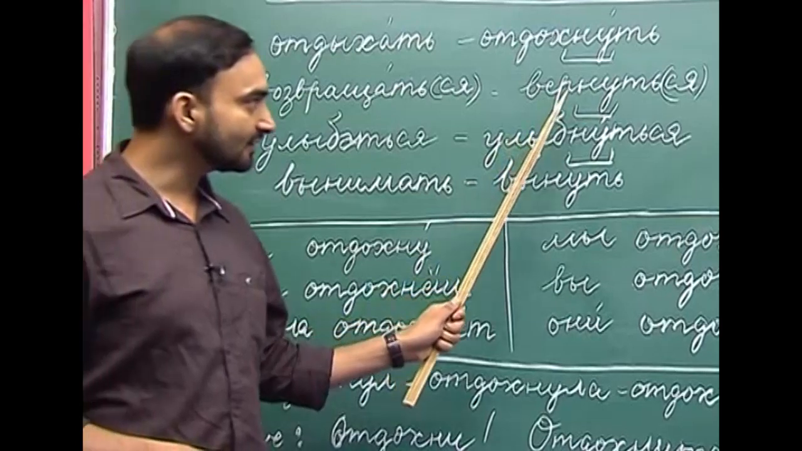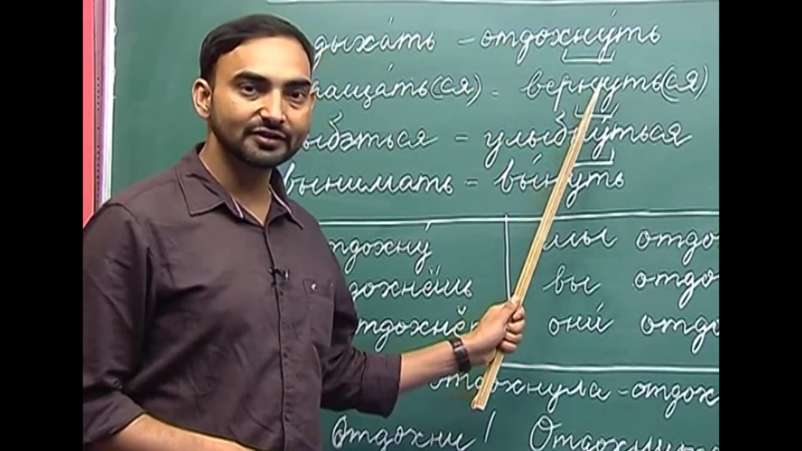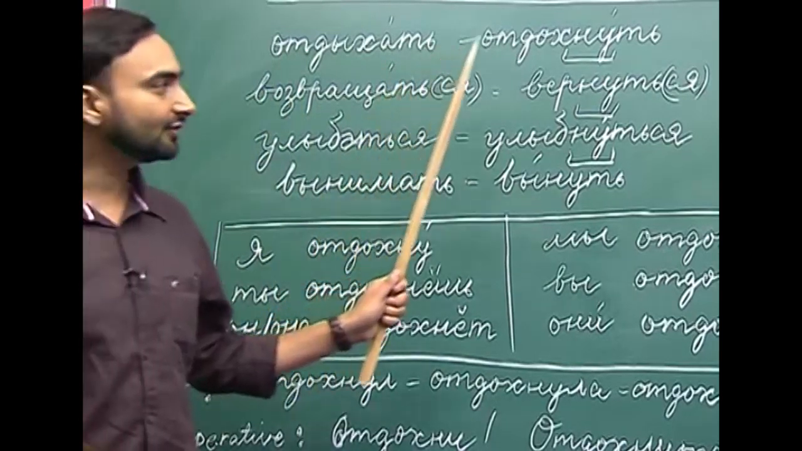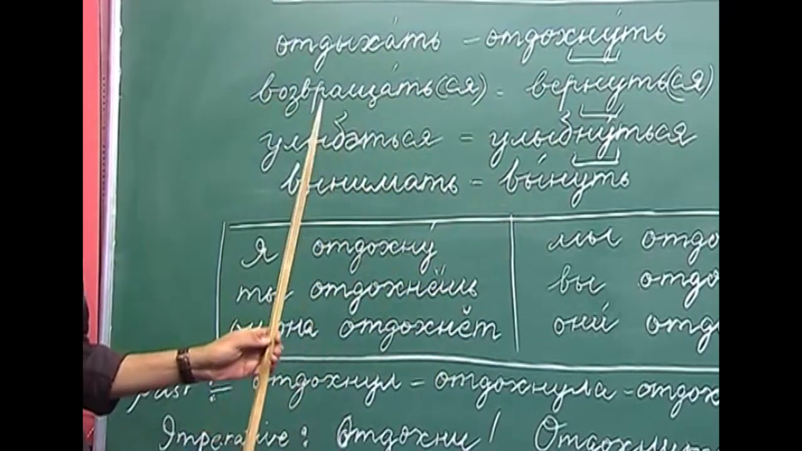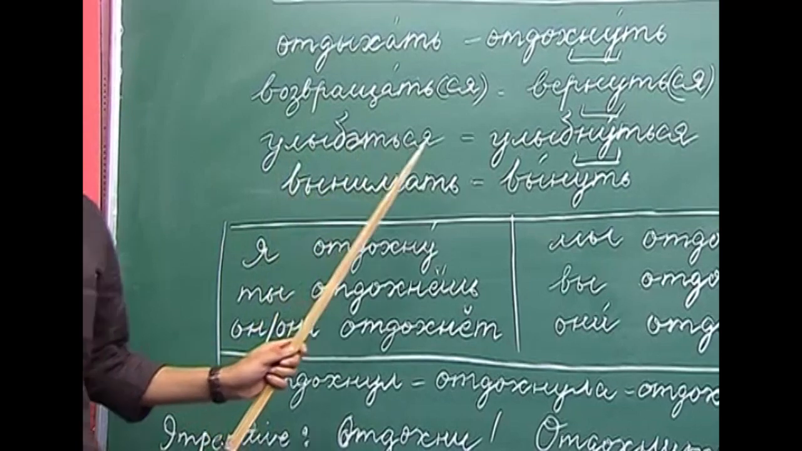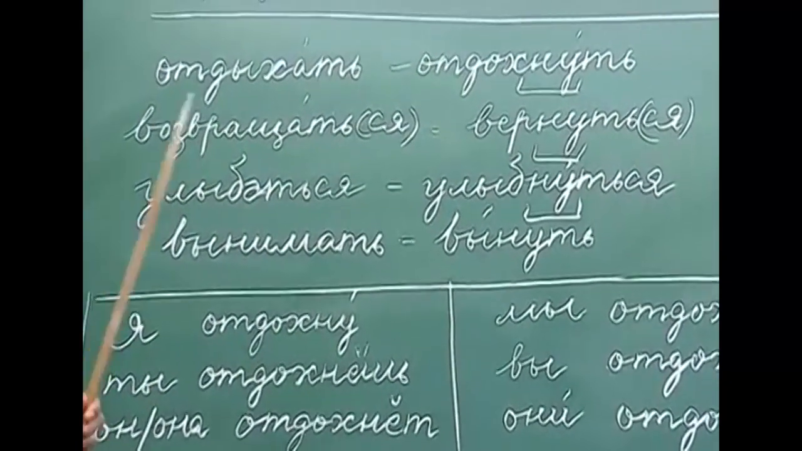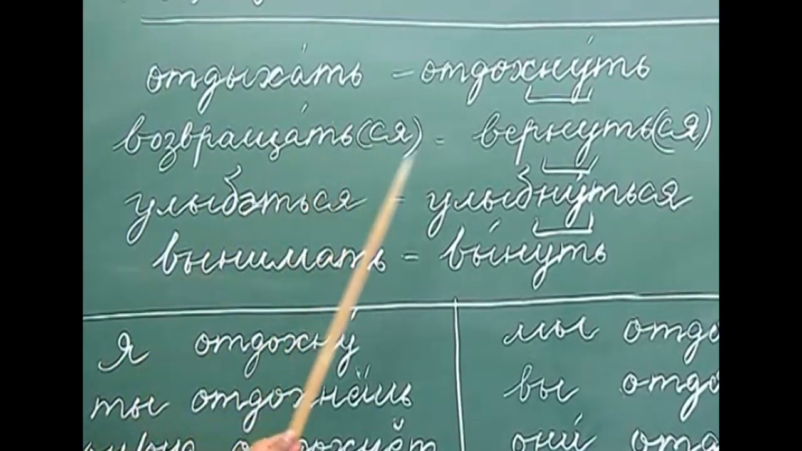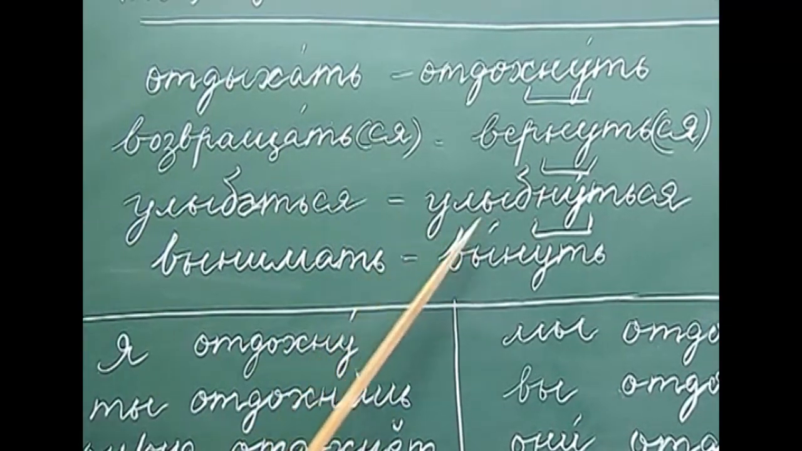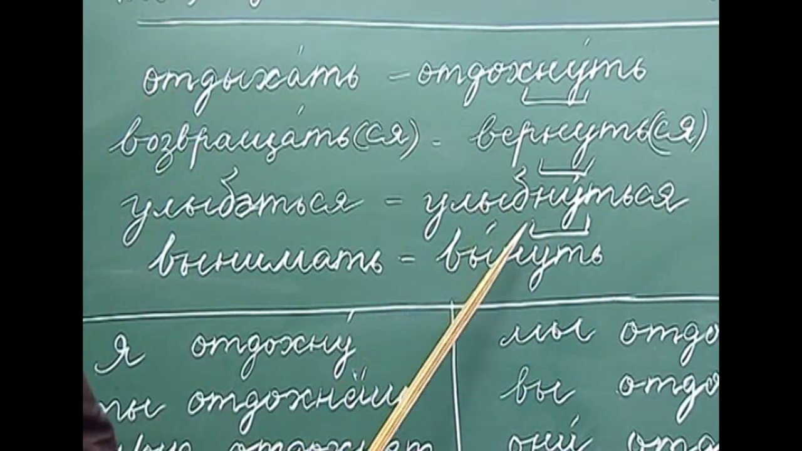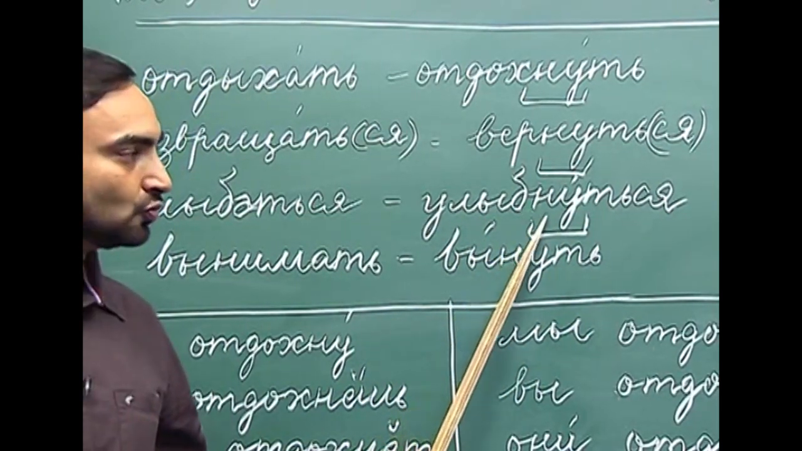Again, as you can see, we have used the suffix nu to make it perfective. Vozvrashchat', vernut'. The third verb is ulybat'sya. Ulybat'sya is to smile. And what is the perfective aspect of ulybat'sya? Ulybnut'sya. Ulybnut'sya again has the suffix nu.